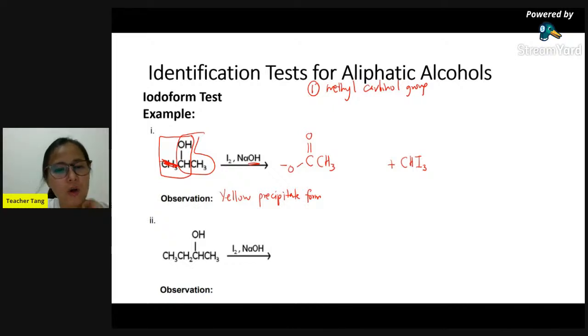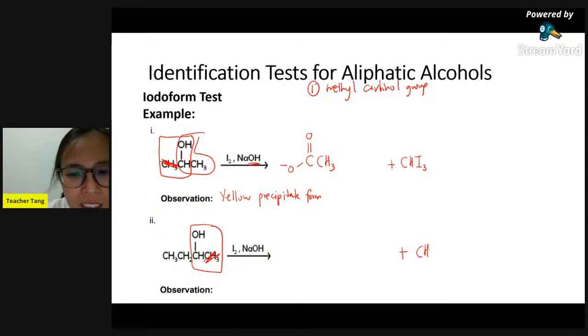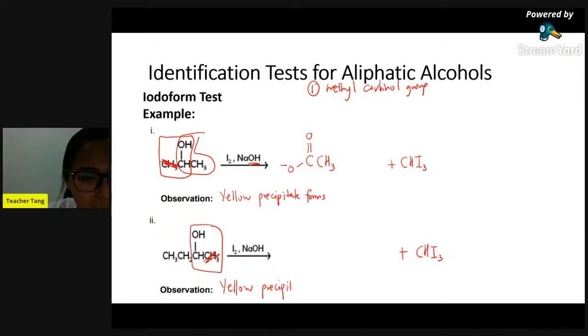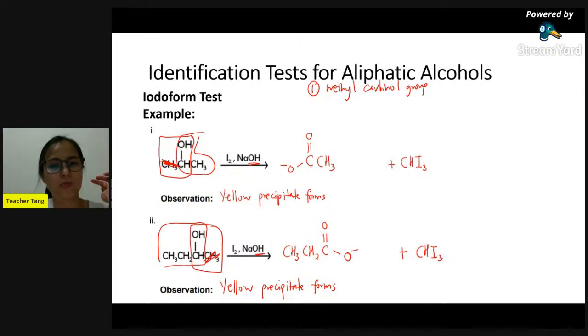Okay, so the next one, other than the methyl carbinol group. Yes, this is the methyl carbinol group. So the methyl of the methyl carbinol group will leave first to give us CHI3. So that is the yellow precipitate. And then the remaining part will be oxidized to become carboxylic acid. So what remains is CH3, CH2, C double bond O, OH. But because this is alkaline condition, we get the carboxylate ion.